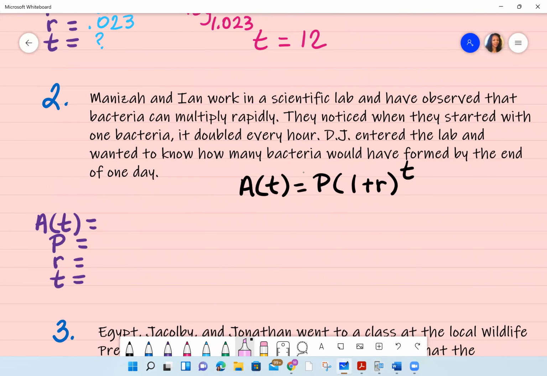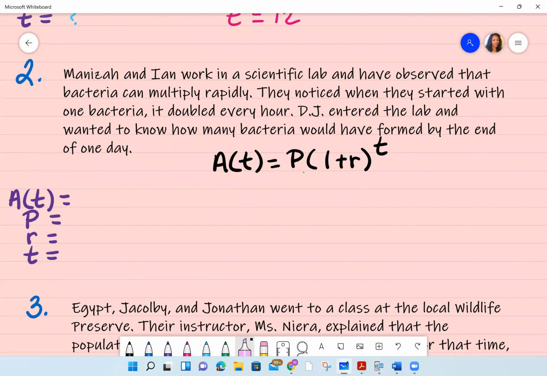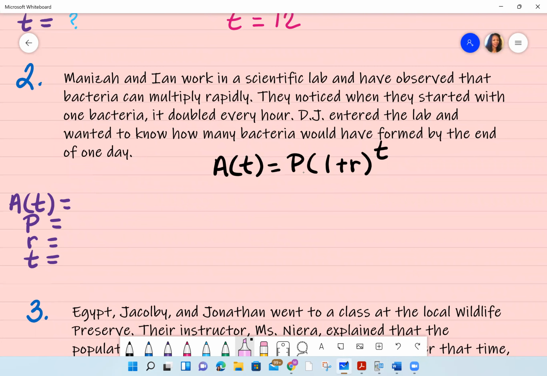This one says, Manicah and Ian work in a scientific lab and have observed that bacteria can multiply rapidly. They noticed when they started with one bacteria, it doubled every hour. DJ entered the lab and wanted to know how many bacteria would have formed by the end of one day. So that's a lot. What you want to do is look for keywords. Doubled tells me that something's growing. So I know I'm going to use the exponential growth formula, which is what I have here. Now I just have to figure out what they're looking for.